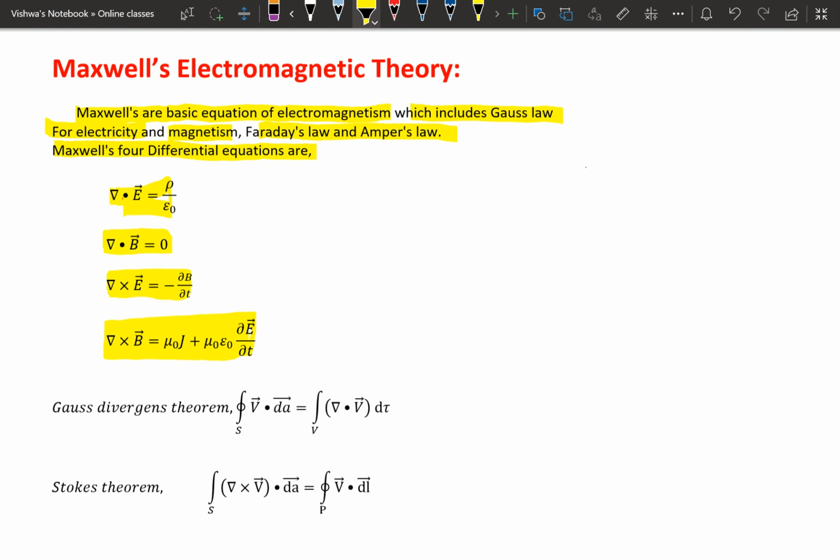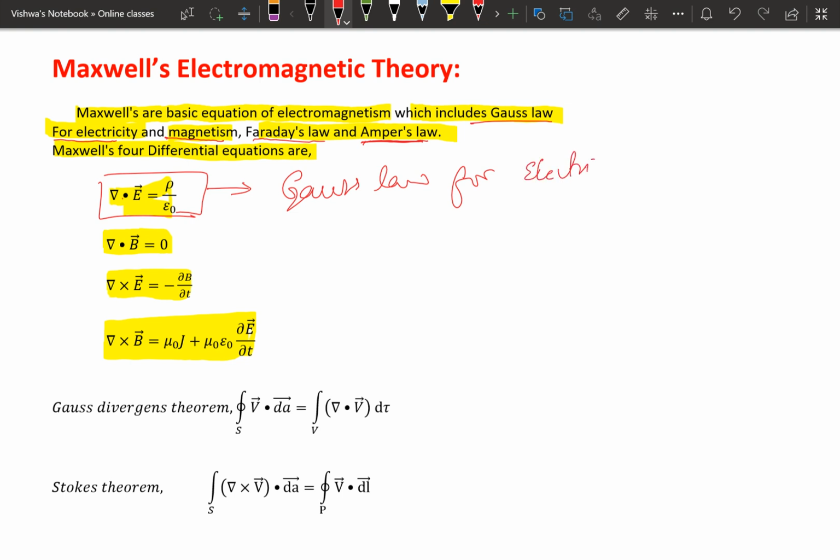Here we have to derive these four differential equations by using four laws: Gauss law for electricity, Gauss law for magnetism, Faraday's law, and Ampere's law. Each law will produce a different differential equation. The first relation is obtained by using Gauss law for electricity, and the second relation is derived by Gauss law for magnetism. The third relation is derived by using Faraday's law. The fourth relation is derived by using Ampere's law.